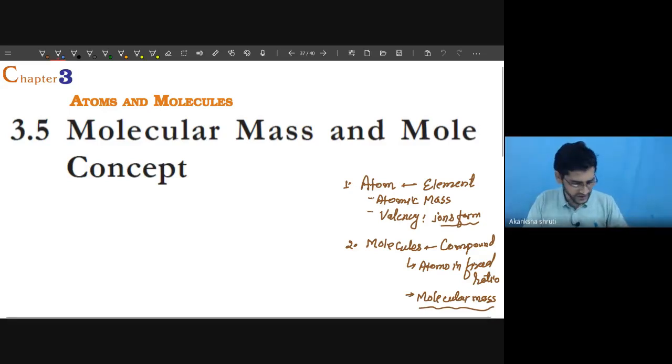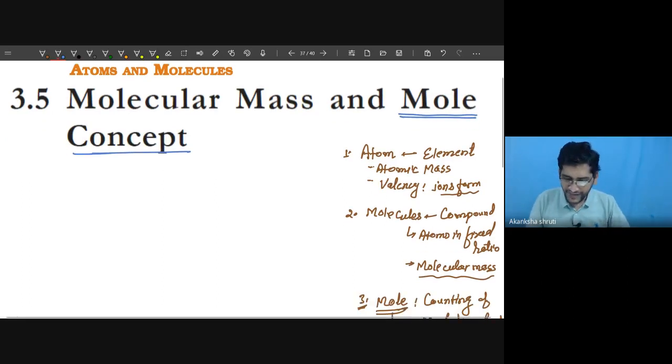Good evening, students. Today we are going to learn a very important topic of this chapter. What is mole, or the mole concept? In addition to that, we will first understand what is molecular mass, how to determine the molecular mass, then how to determine the mole. Okay, so these things we will learn.